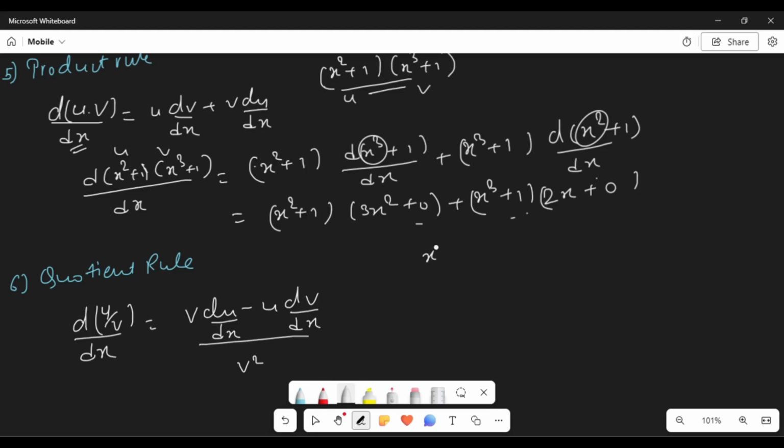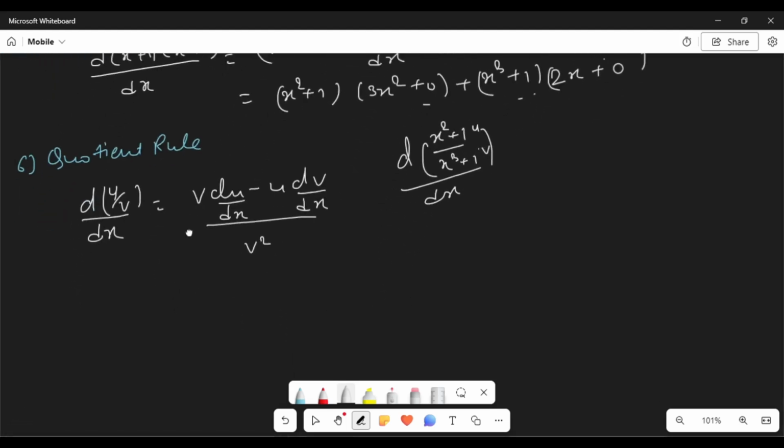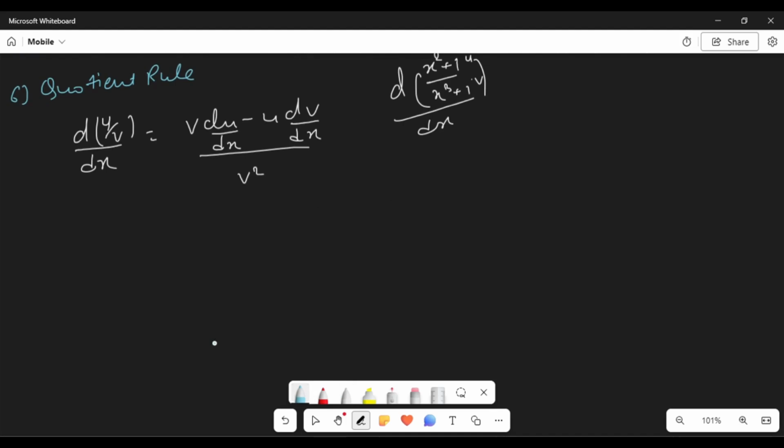If it was like this, then you'll have to use the quotient rule. This is u, this is v. Okay. Now the last one. The last one is the chain rule.